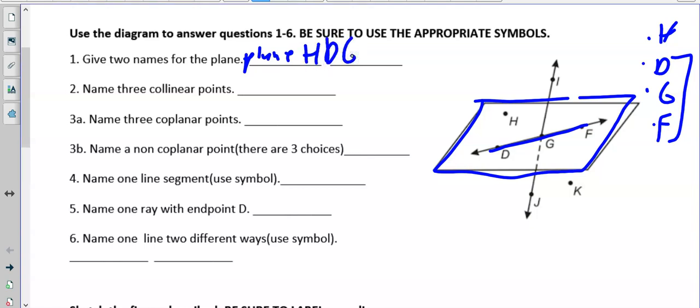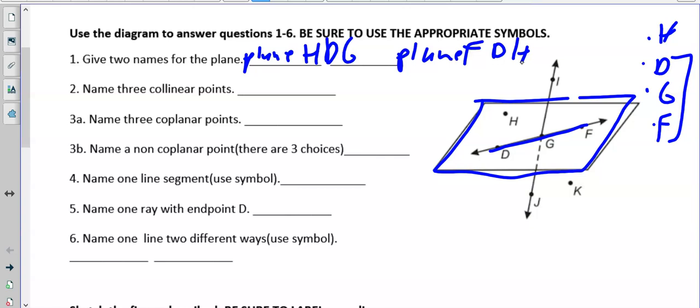All right. I could have also called that GDH, DHG, any combination. It does not matter. There's no order. And for one more, let's say we go with plane FDH. Again, I could have said HDF or HFD. All right. Any combination of those 3, any combination of 3 letters just can't be DGF.